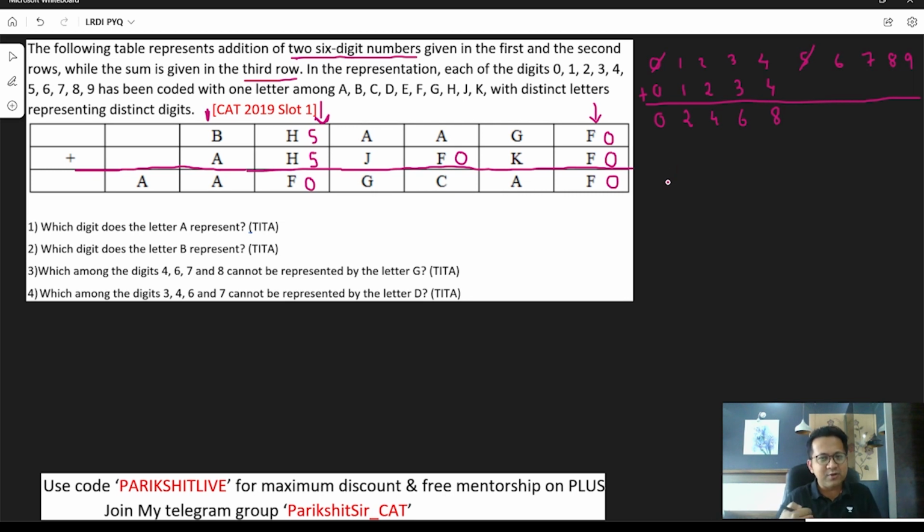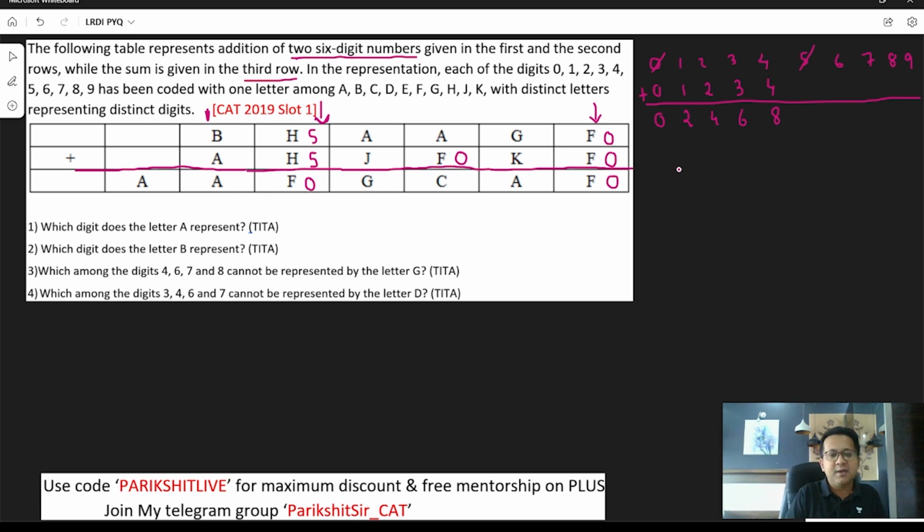Now, what else can you denote? Think about it. You are adding two six-digit numbers, and the answer that you get is a seven-digit number. I think it's very important to realize that.